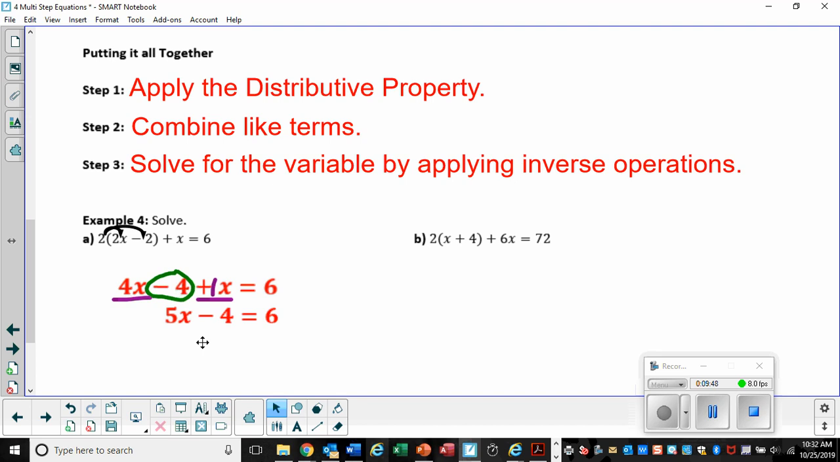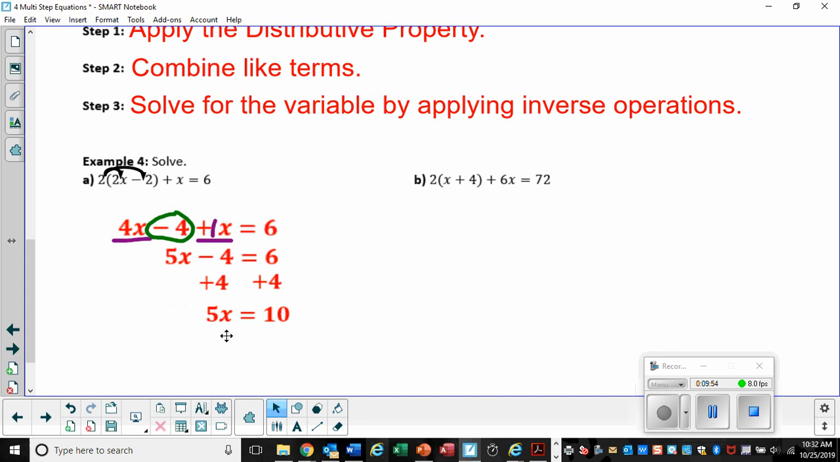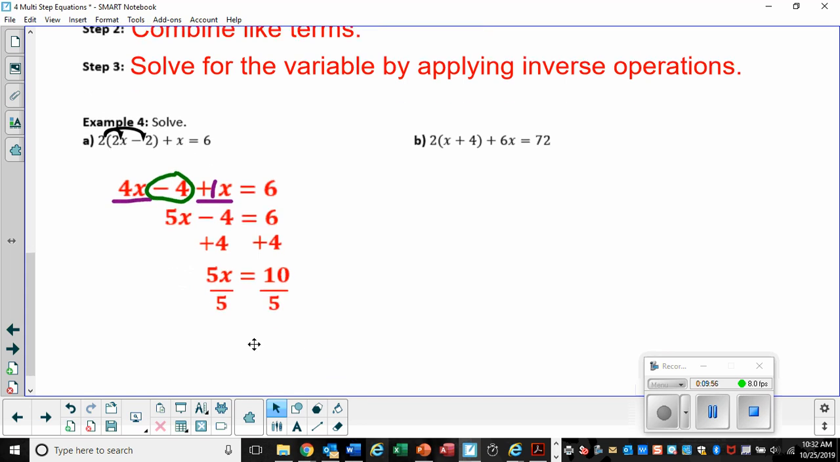Now I go ahead and solve. I'm going to add 4 to both sides. So I get 5x equals 10. Then I can divide both sides by 5. So I get x equals 2. And that's my final answer.